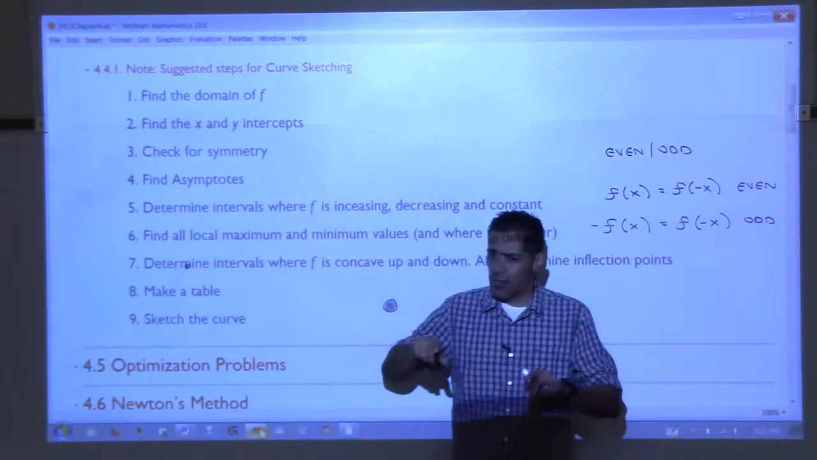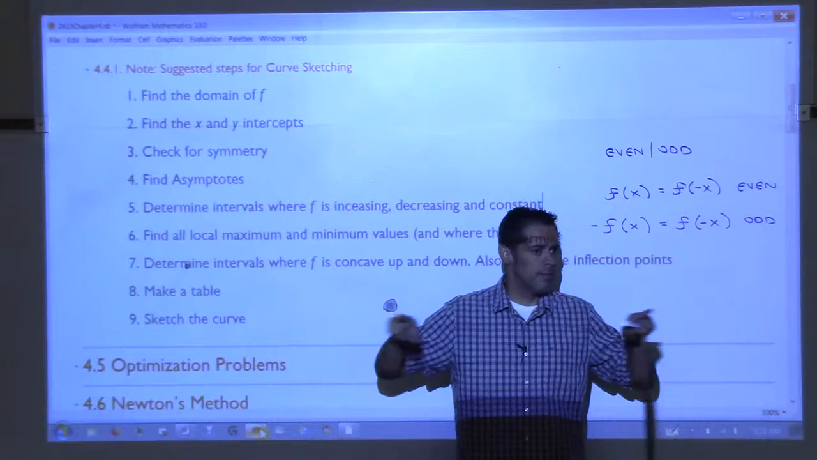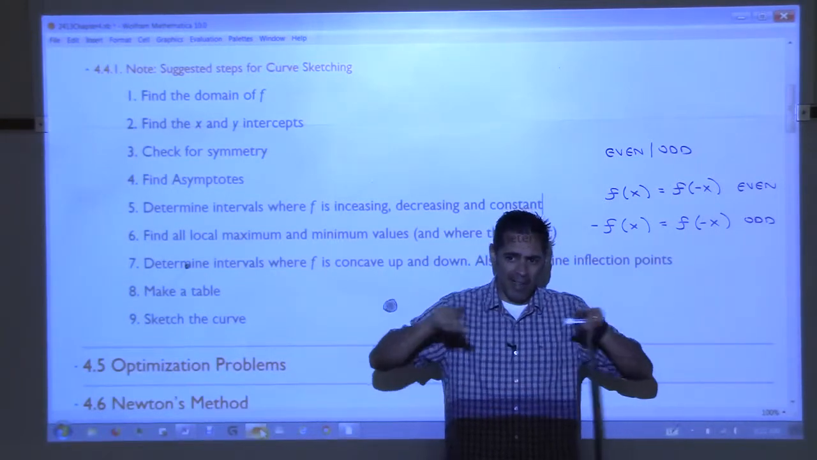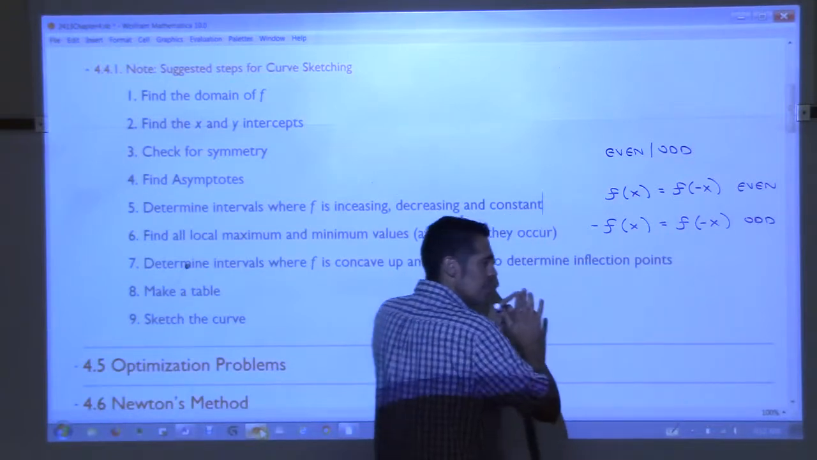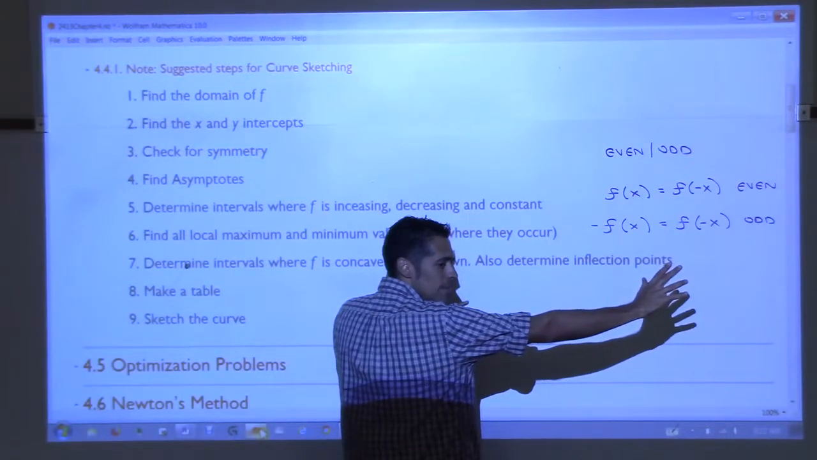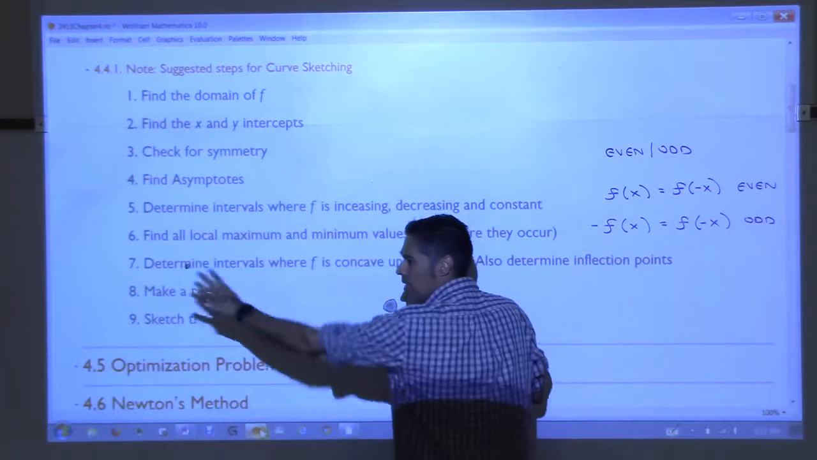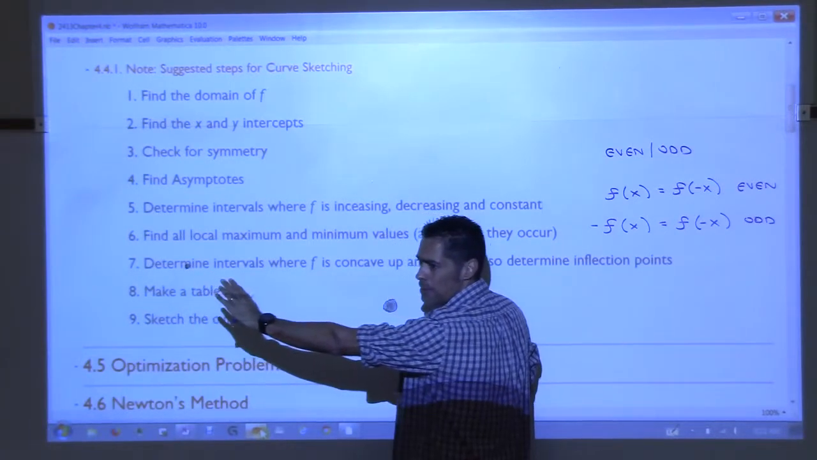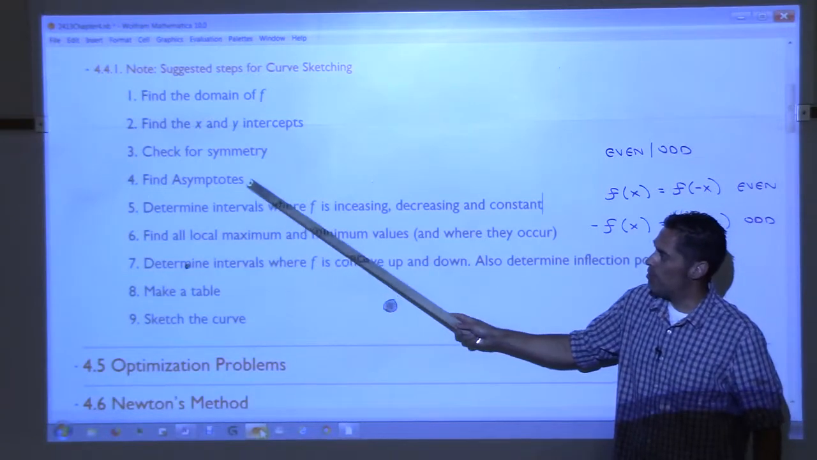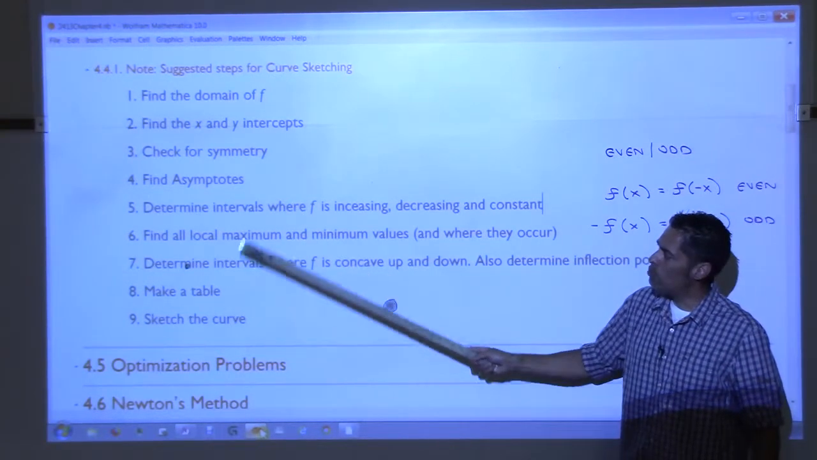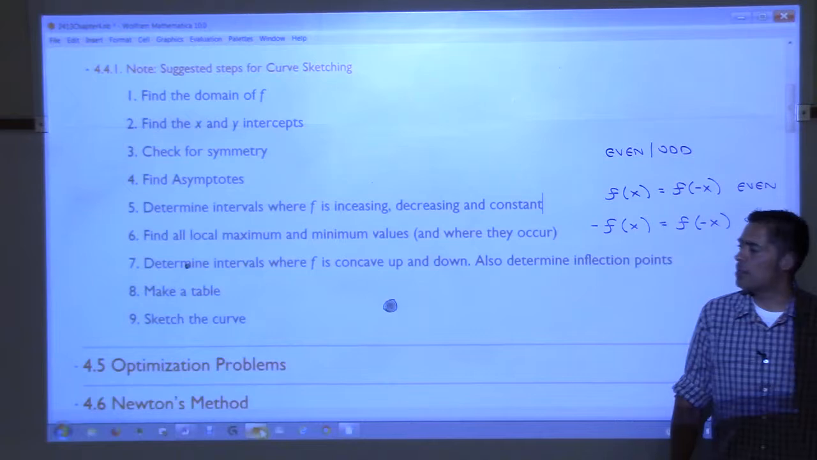Now, the horizontal asymptotes are the end behavior of your function. You have to figure out what's happening at the ends, and to do that, we will use calculus. We will take a limit as x goes to infinity to figure out what happens to the right, and x goes to negative infinity to figure out what happens to the left. That'll give us the end behavior of our function. Then we'll determine where the function's increasing, decreasing, and constant.